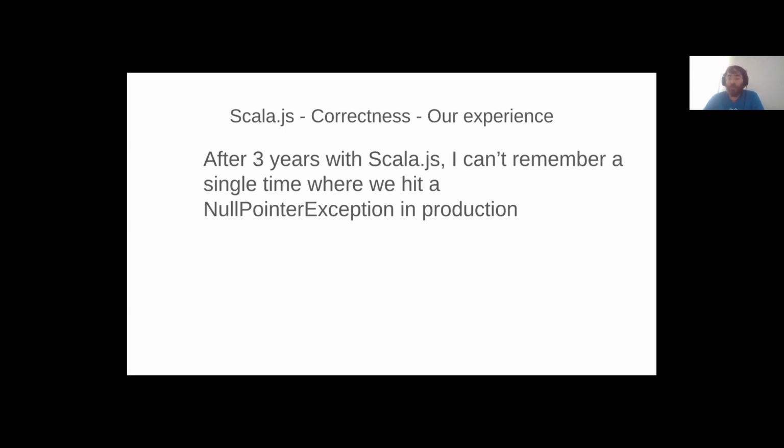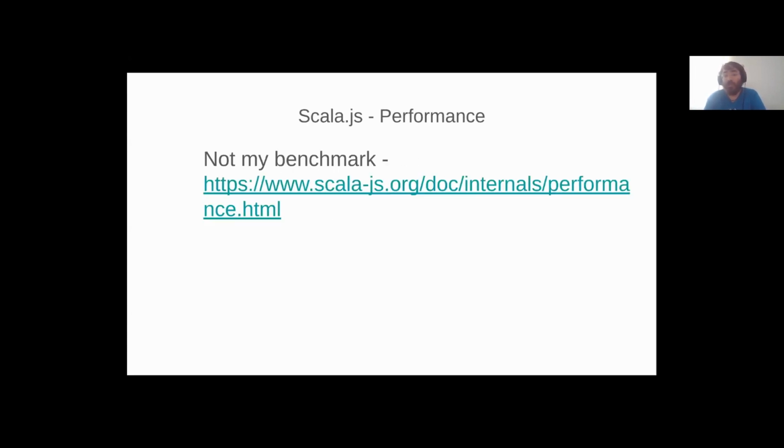So when working with Scala.js, you can adopt this kind of pattern and catch the null pointer exceptions just at development, because they only occur when you are interacting with the JavaScript layer. And in our experience, having run several applications in production, I don't really remember. It's a question I had been trying to answer, but I don't remember the last time we saw a null pointer exception in production. And this is only one kind of the errors that you can avoid by using Scala.js.